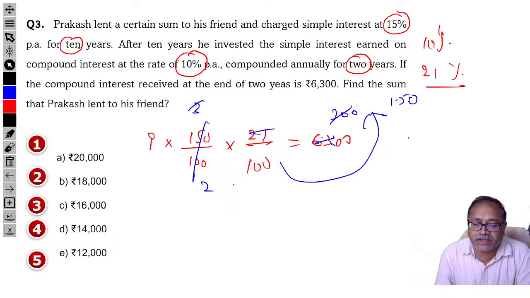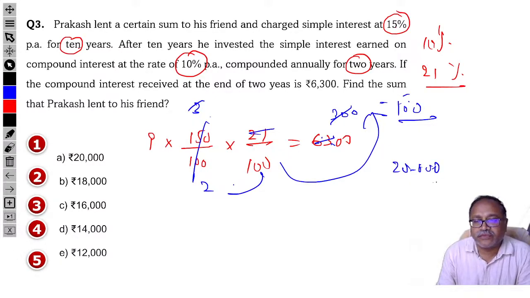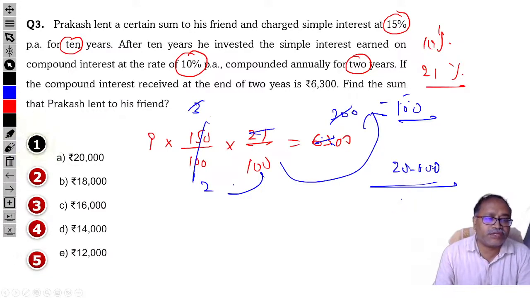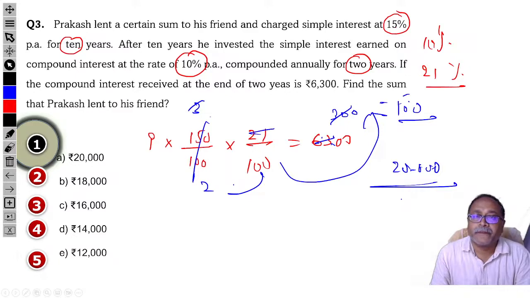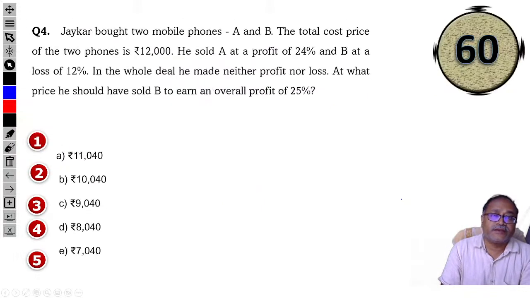That is nothing but 3. With 3, this is 100. 100 into 200, that's nothing but 20,000. That's well done. So your option is A, 20,000. Aman? Okay. Next question here.